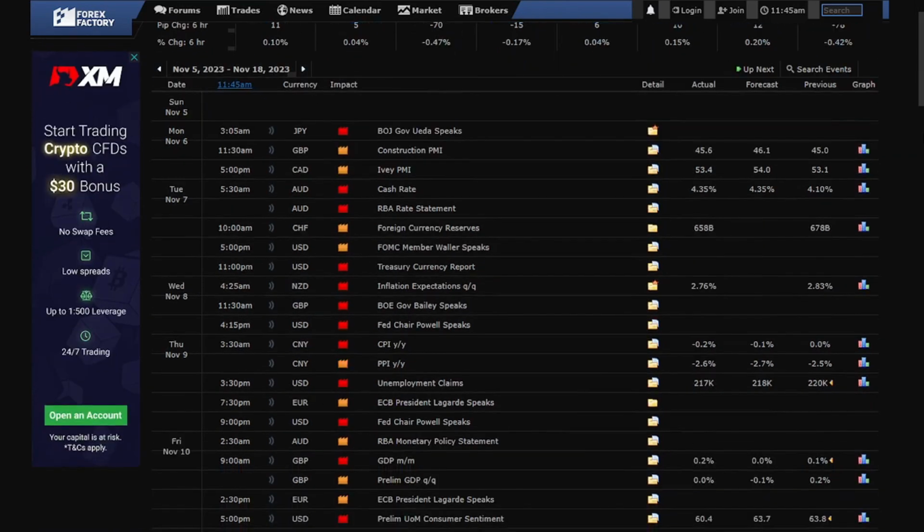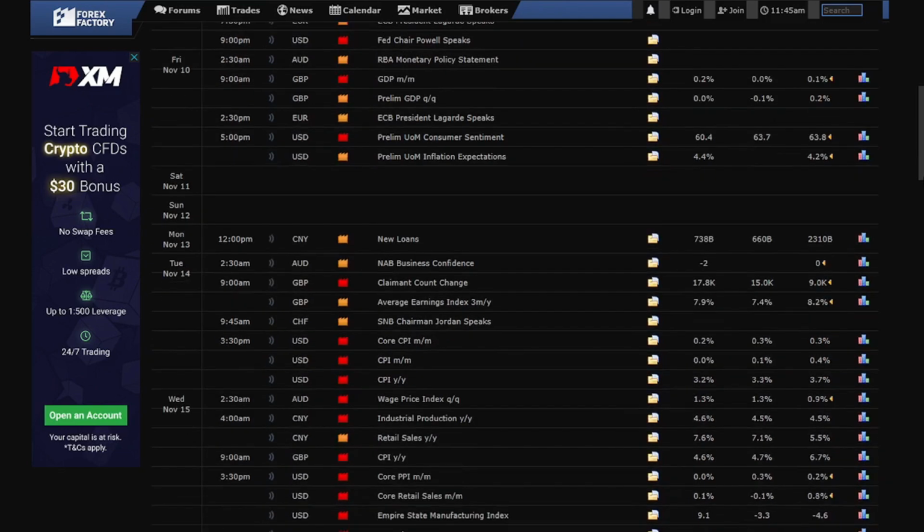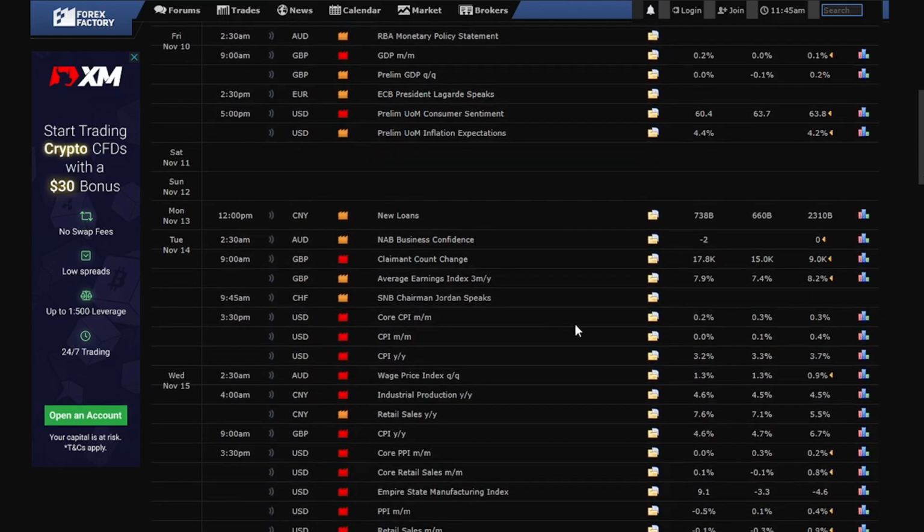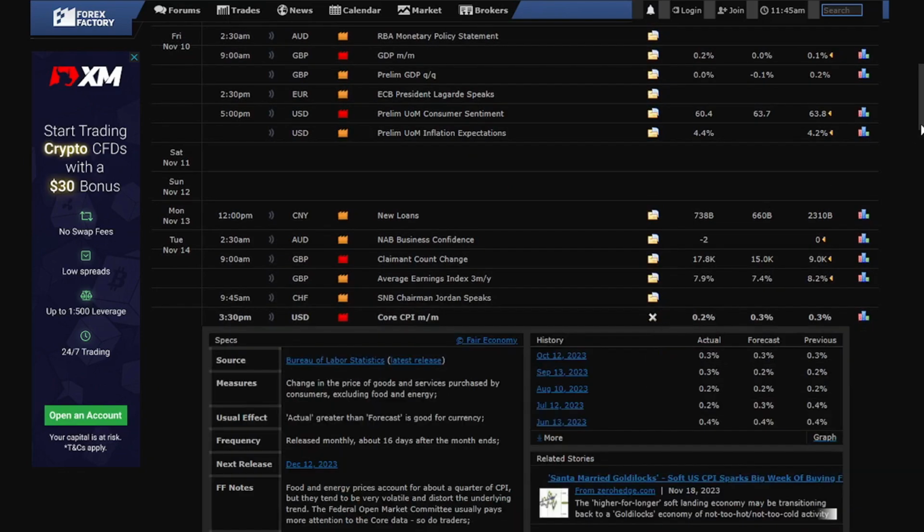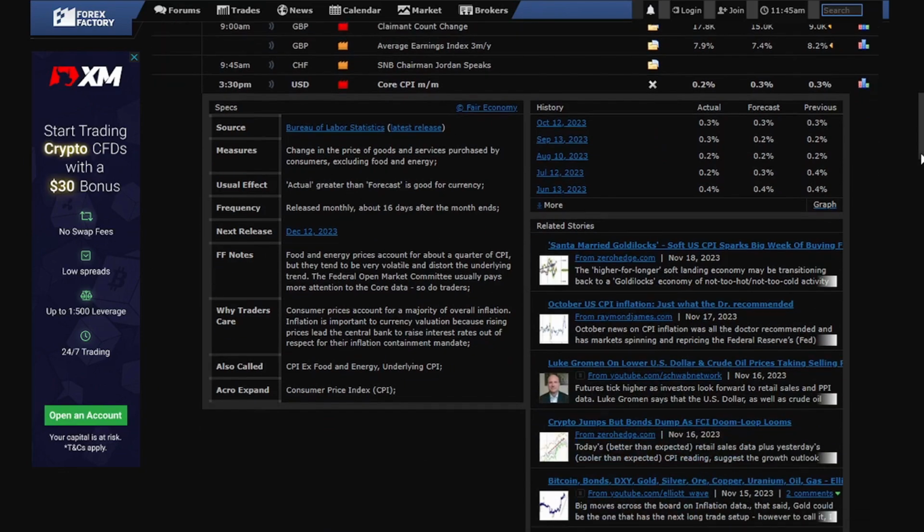Now let me just show you quickly on CPI. Here is the CPI, and let me go quickly to the details. I did click on the details as I said, and here are the details of the news. This is the history of when it was released, the dates or the months that it was released. Here are the actual, forecast and previous. You have to pay attention to the previous one, the forecast one, and the most important one that you have to pay attention to is the actual one, the one that will be released.